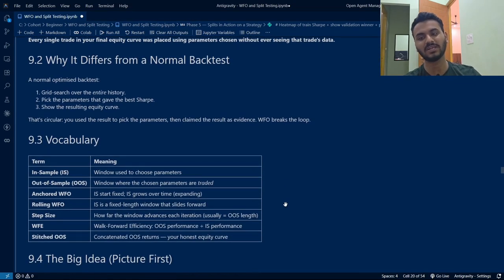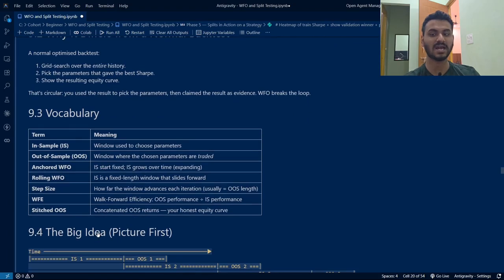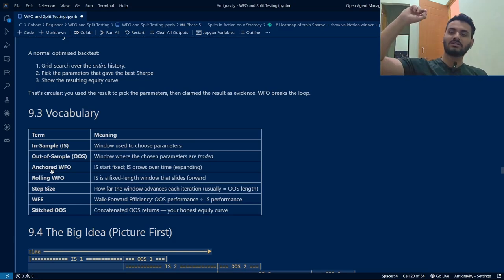Now, the vocabulary used in this, we've talked about this, the anchored WFO. The in sample will start from an anchored point and then expand into the future over time. Now, rolling WFO is a fixed length window that, if it started here, will now slide to this part. That's simple, right? Easy.